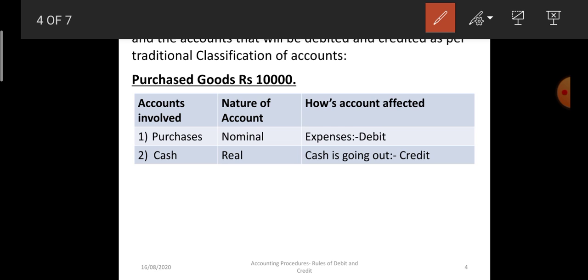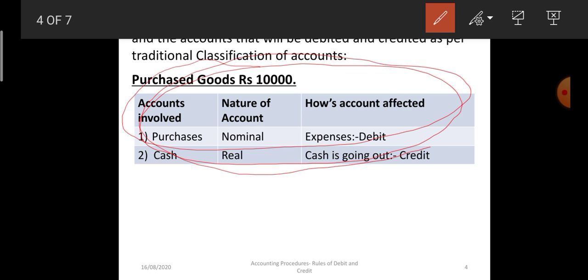Now beta, all of you, while recording the transactions, once you understand all these things, this particular procedure is not required. There is no need to write the accounts involved, nature of the account, how the accounts are affected. This is the working. This part is not required once you understand everything properly. I am doing this here so that I can explain it to you in a better manner.